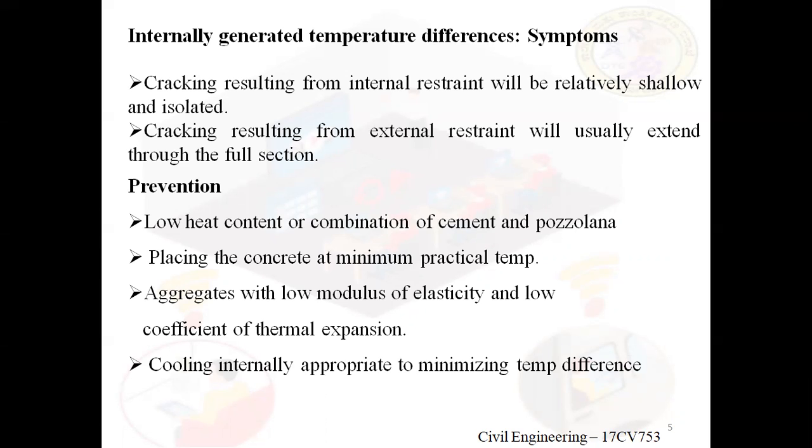Next, we can prevent this by using some pozzolanic material, that is, mineral admixtures, and we have to place the concrete at minimum practical temperature. That means in the casting time, we have to place the concrete when the temperature is low. Next, we have to use low modulus of elasticity aggregates, and we have to cool internally as appropriate to minimize temperature difference. That means if we are using any admixtures, we have to mix them thoroughly so that they reduce the heat of hydration.